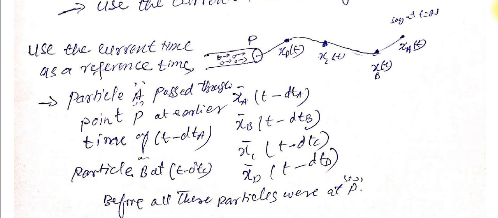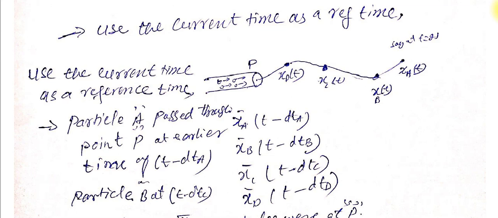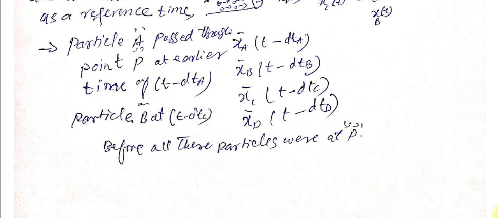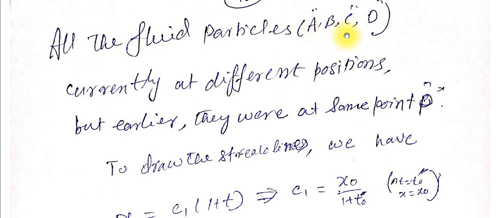This is the same as someone smoking. When she allows the smoke to leave her mouth, her mouth is just like the point where all the particles are located. But when it leaves the mouth, the smoke scatters and moves randomly in various directions. So you can see that the smoke leaves from the same point, but now they are at different positions. We call this the streak lines. When we connect the different particles, we get the streak lines. All the fluid particles A, B, C, D are currently at different positions, but earlier they were at the same point P.